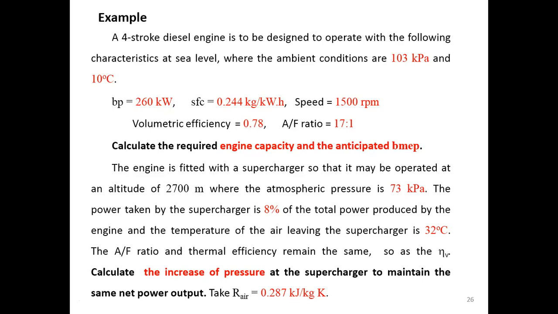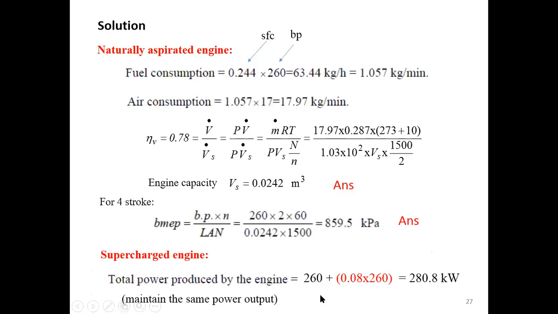Okay, take the gas constant for the air equal to 0.287 kilojoule per kilogram Kelvin. Okay, let's look at the solutions. First, the engine is considered to be a naturally aspirated engine.